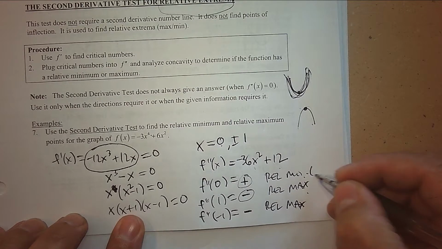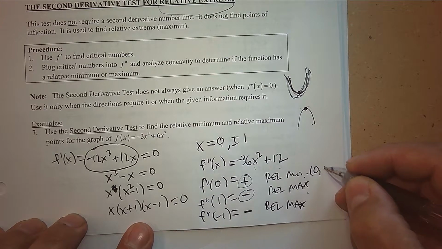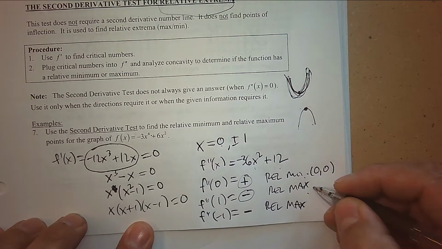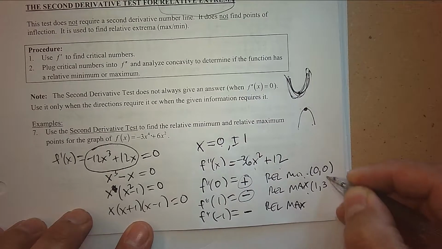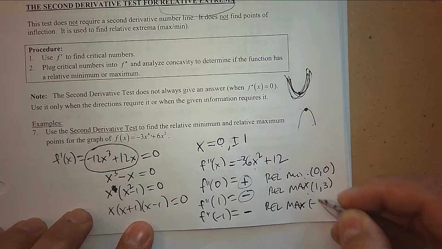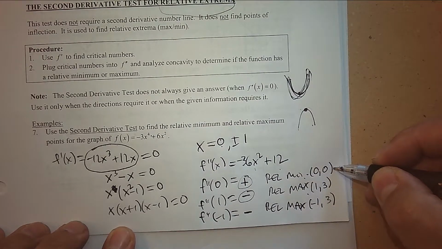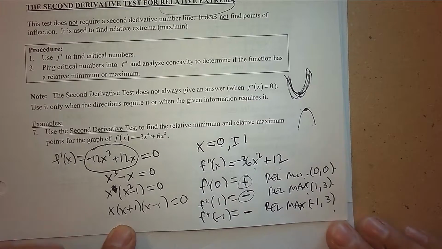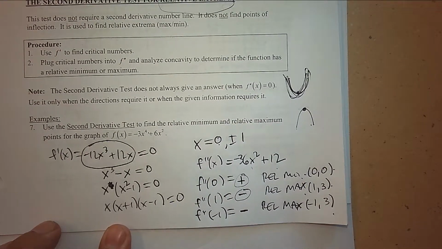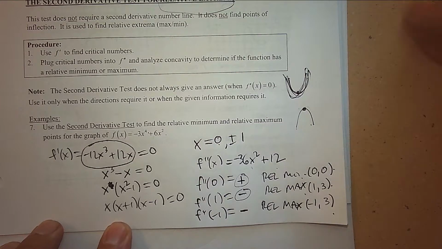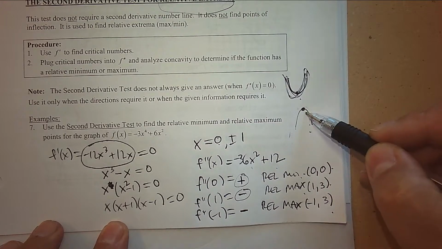So you'd plug in 0 back at the beginning, and you'd realize that 0 is a relative minimum. You would plug in positive 1 and negative 1 and get the same answer, that we have 1 relative minimum and 2 relative maximums. That's called the second derivative test, where you plug it into the second derivative and look at the concavity. Concave up means you found a minimum. Concave down means you found a maximum.